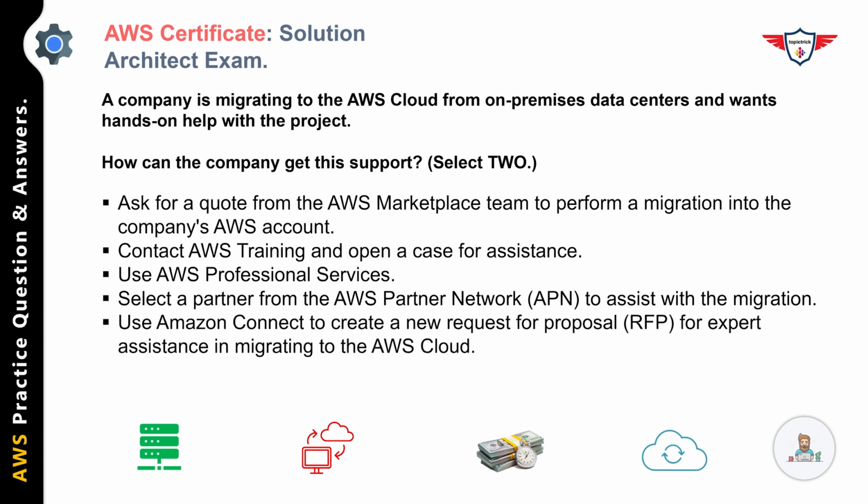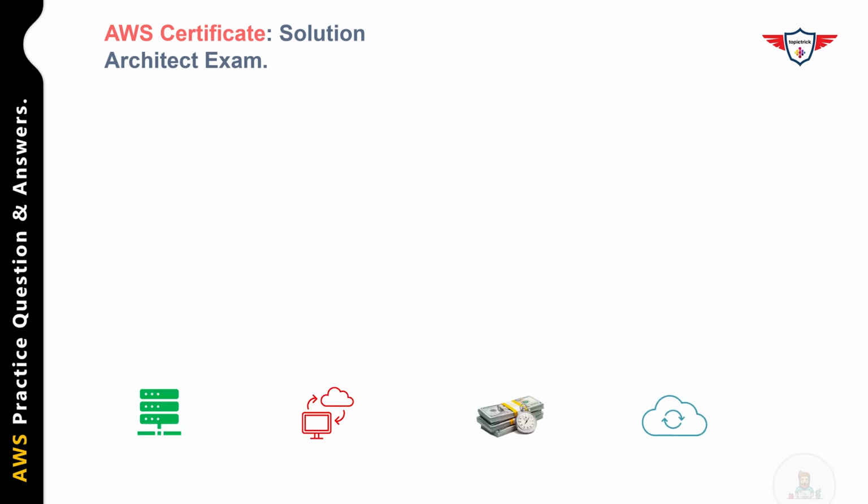Use AWS Connect to create a new request for proposal, that is RFP, for expert assistance in migrating to the AWS cloud. Correct answer is option C and D. You can use AWS Professional Services to migrate your on-premise application to the AWS Cloud. Apart from that, you can also take help from APN partners.